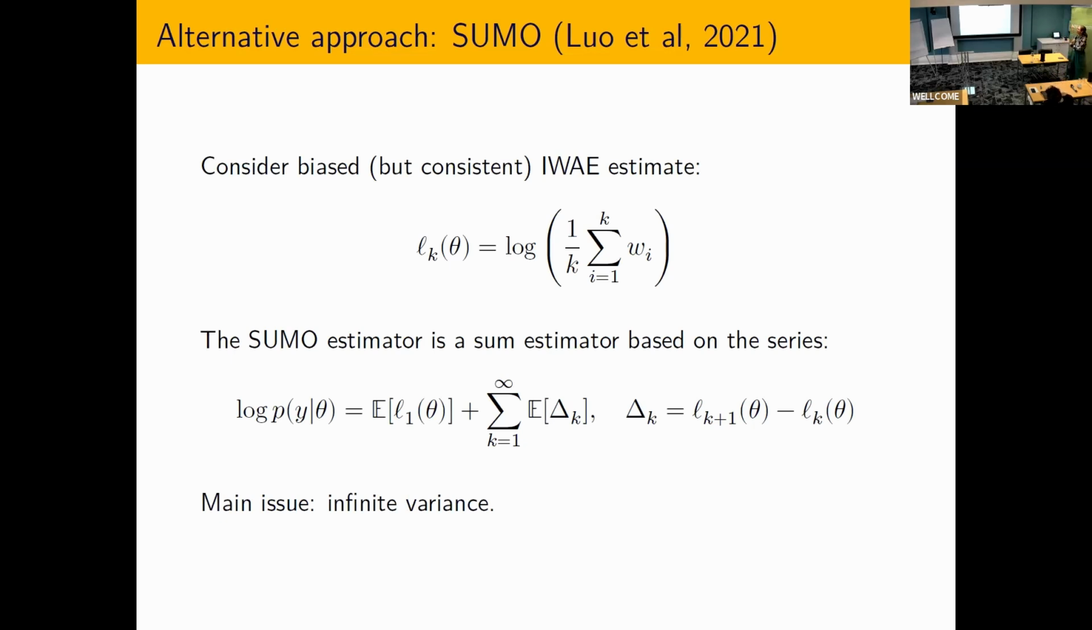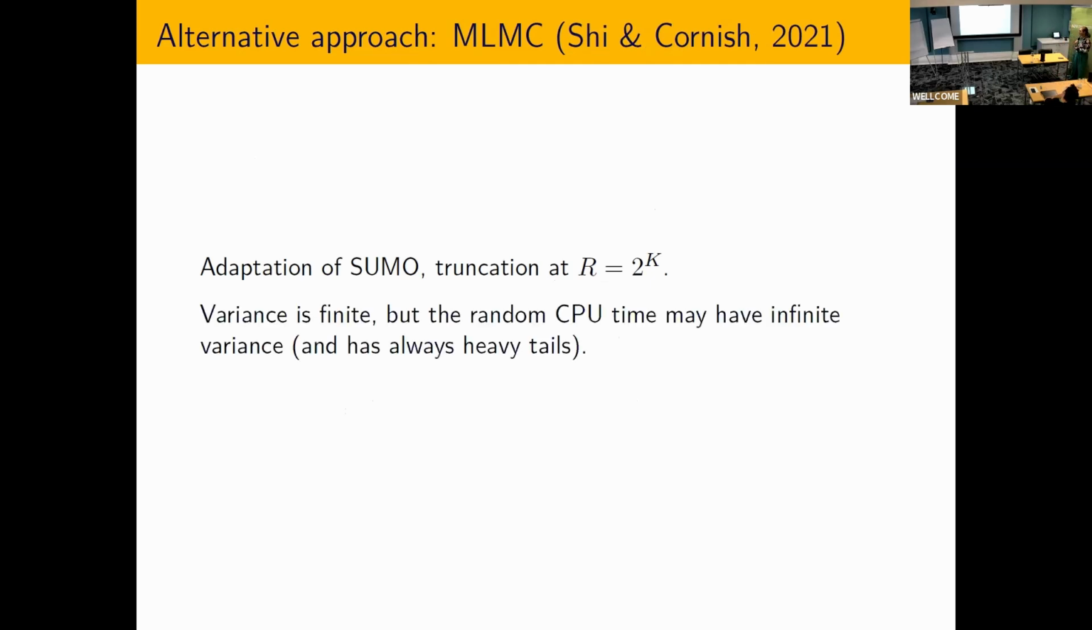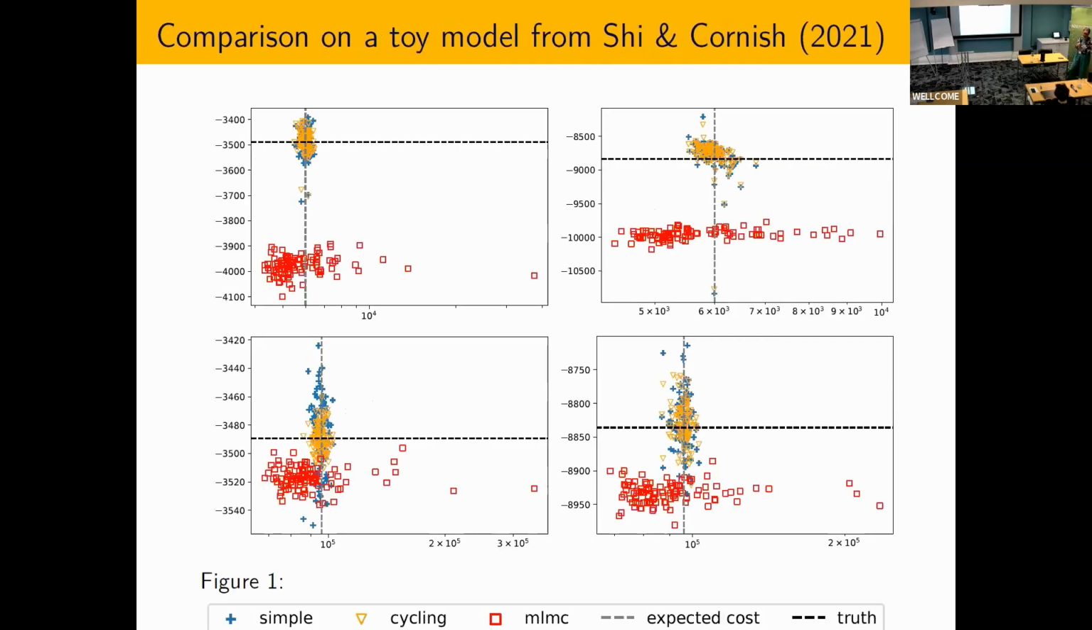So this has been noticed in the past and has been improved by looking at more sophisticated truncation, which involves a multi-level Monte Carlo strategy, in which case you have unbiasedness and finite variance. But you have a CPU time which is random and has infinite variance. And if I just show you one picture, this is quite clear. So let me unpack this a little bit.